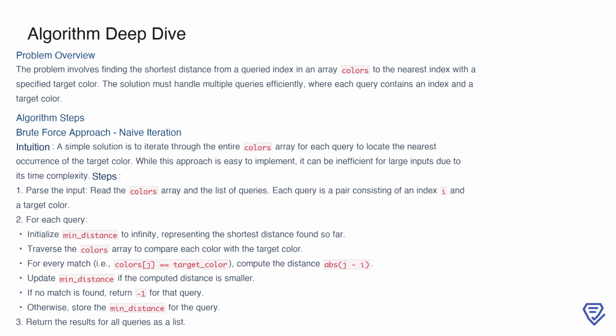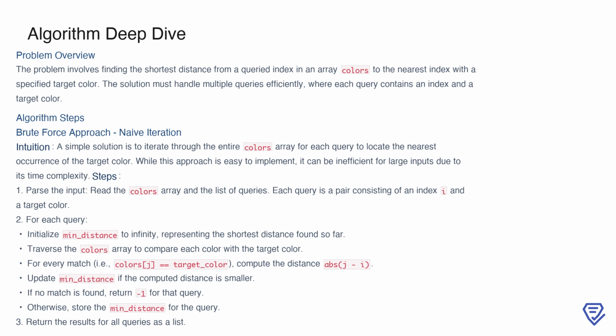To begin, we can consider a brute force solution using naive iteration. Here, the idea is straightforward: loop through the colors array for each query to find the nearest occurrence of the target color. The steps are as follows. First, parse the input, which includes the colors array and the list of queries. For each query, initialize a variable min_distance to infinity.